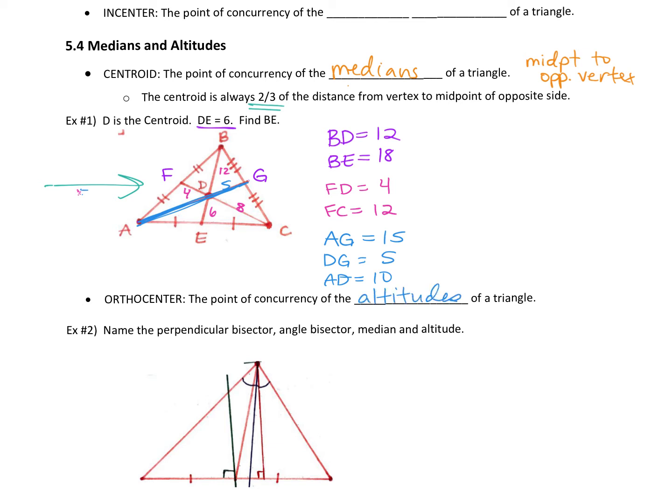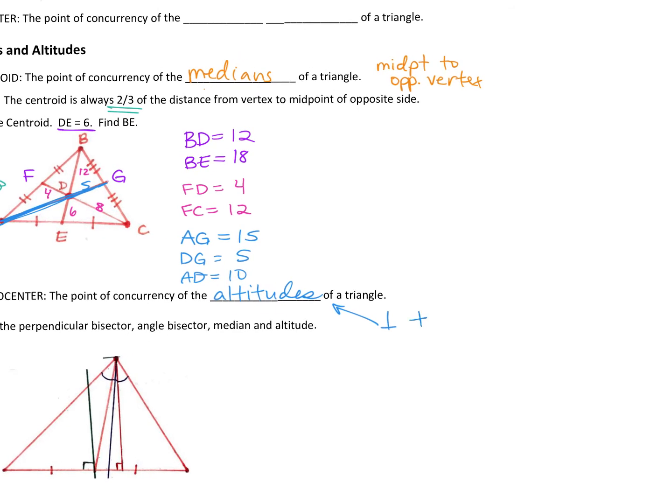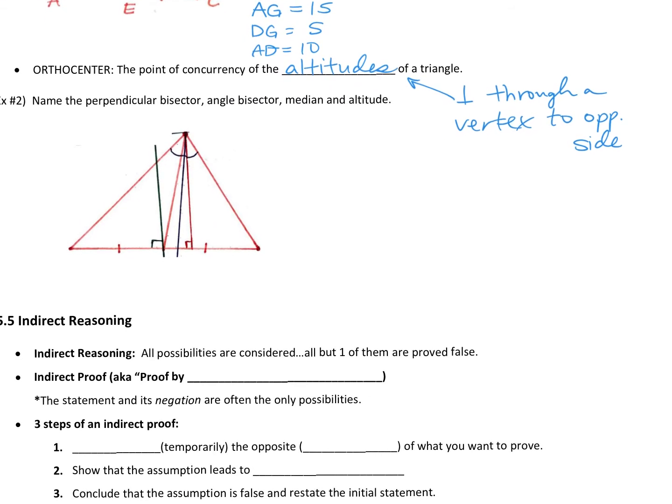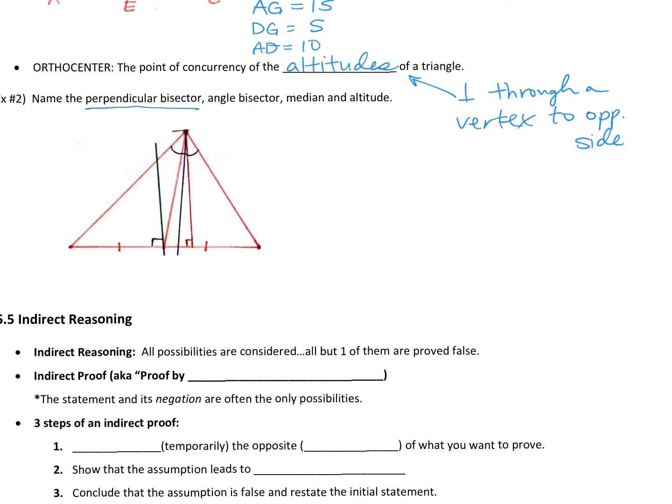So that's the last thing we were just constructing. Remember, this is perpendicular through a vertex to the opposite side. Okay, that is an altitude. So I want you to look at this picture, and I want you to tell me where you see a perpendicular bisector, an angle bisector, a median, and an altitude. So perpendicular bisector, angle bisector, median, and altitude.